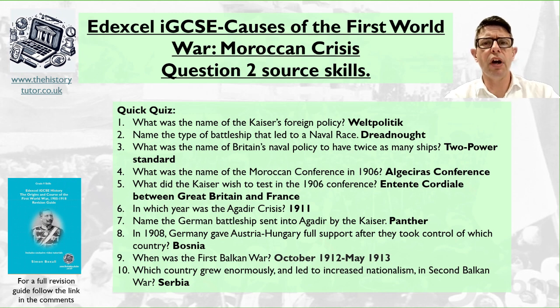And this started to lead to a rivalry between Serbia and Austria-Hungary. Things like the Black Hand emerging and sort of Serbian terrorist groups. Question 9. When was the First Balkan War? That's October 1912 to May 1913.